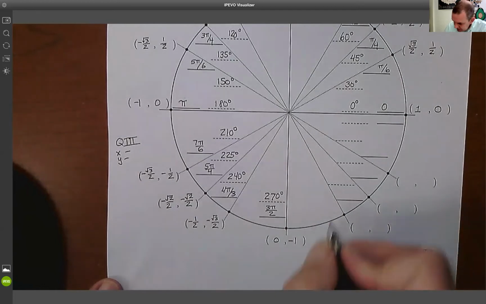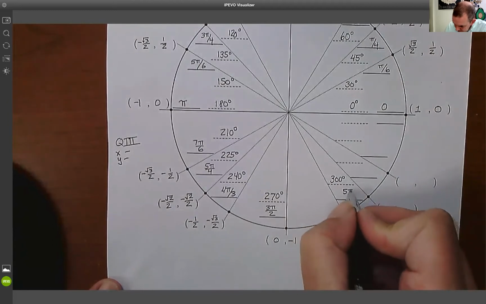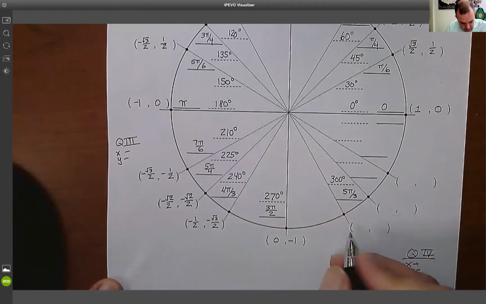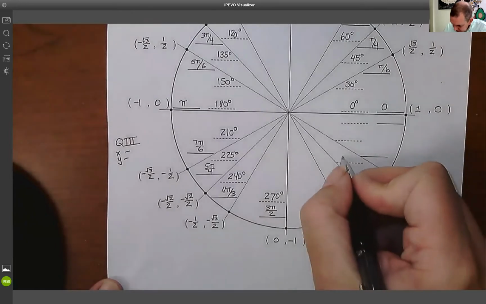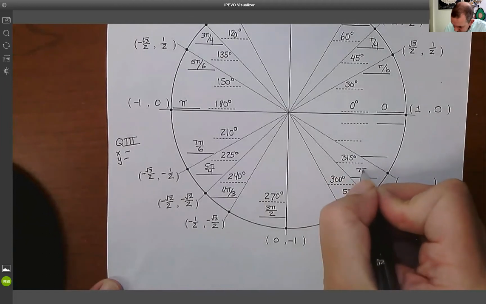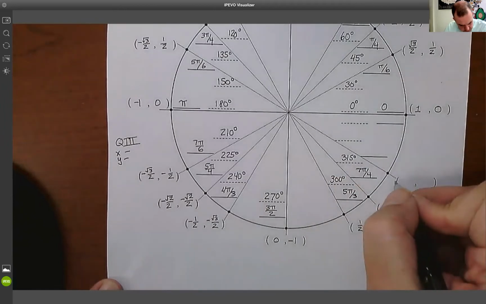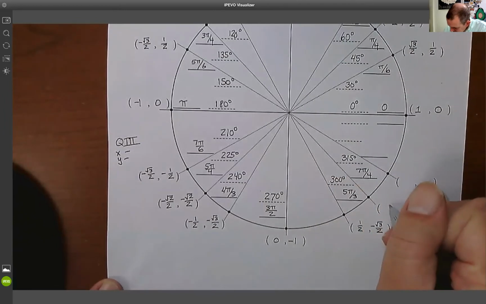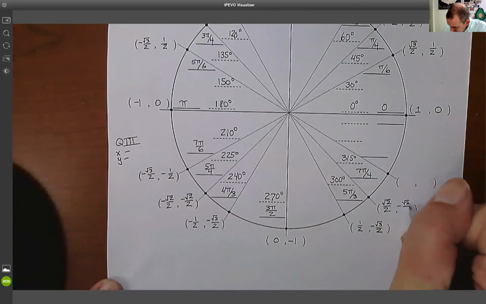So I'm going to just keep going. This is 300 degrees. This is going to be 5 pi over 3. And this is going to be 1/2, negative root 3 over 2. The next one is going to be 315 degrees. And that's going to be 7 pi over 4. And that's going to be root 2 over 2, negative root 2 over 2.